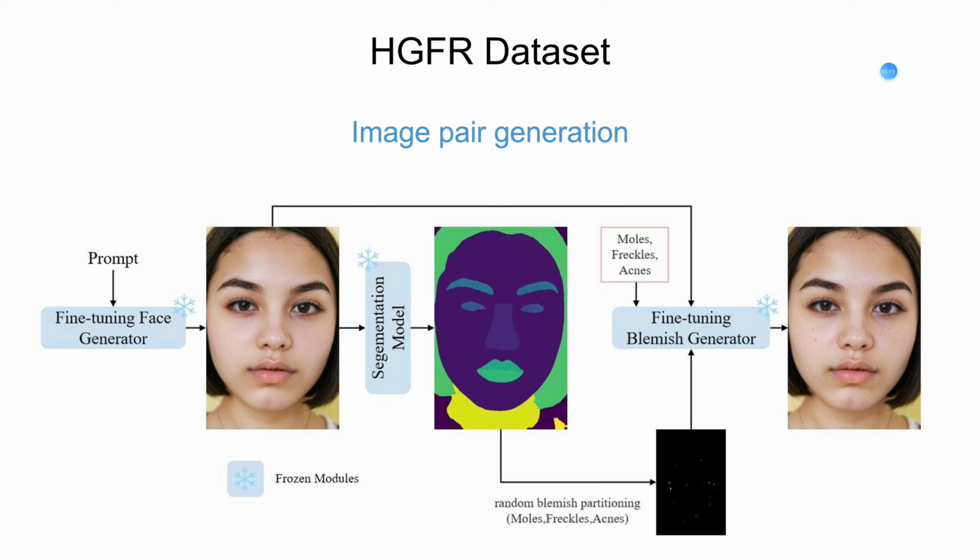Step 2 applies a FaceNet-based segmentation to split the face into 11 regions, which lets us localize where blemishes should appear. Step 3 uses LoRA-tuned models to inject blemishes, moles, freckles, and acne into specific regions at controlled intensities: mild, moderate, or severe. This gives us aligned before and after pairs with realistic, diverse blemish patterns for training.